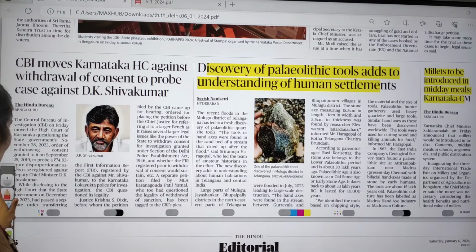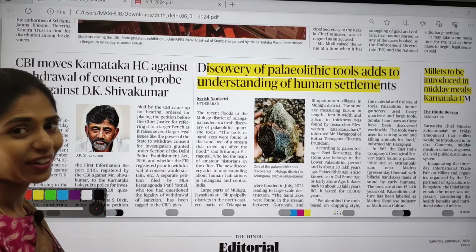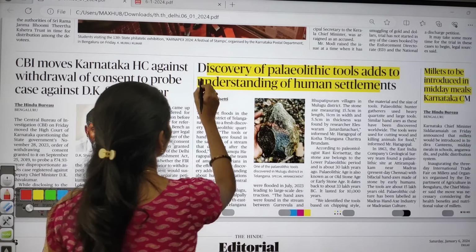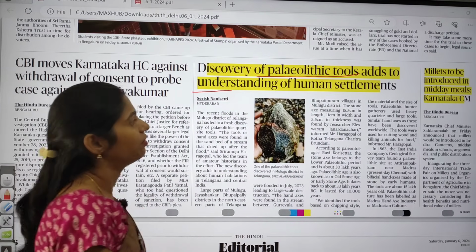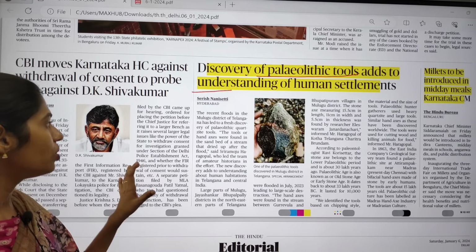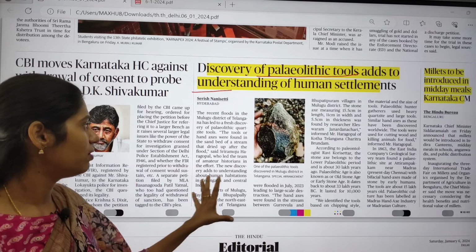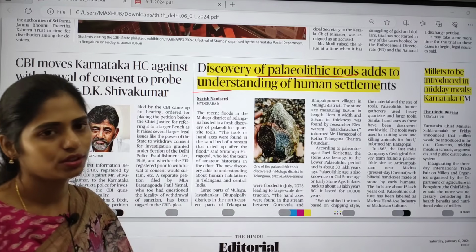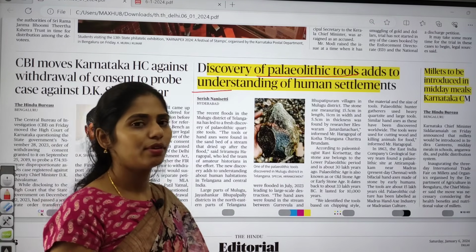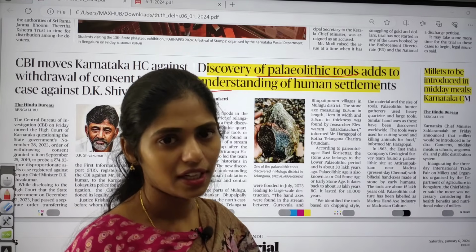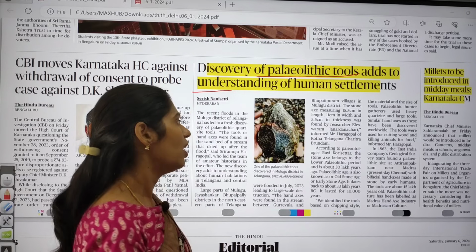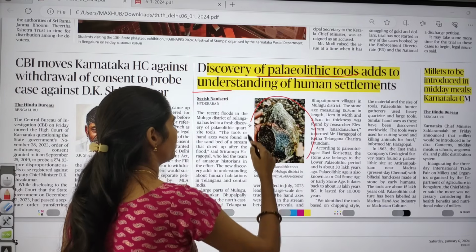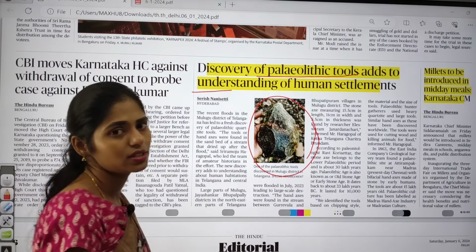Yes, here you can see one interesting and very important topic: discovery of Paleolithic tools adds to understanding of human settlements. Recently in Telangana state, we found these Paleolithic tools. There were floods in some areas of Telangana, and after that, when the river had dried up, we could see some Paleolithic tools.